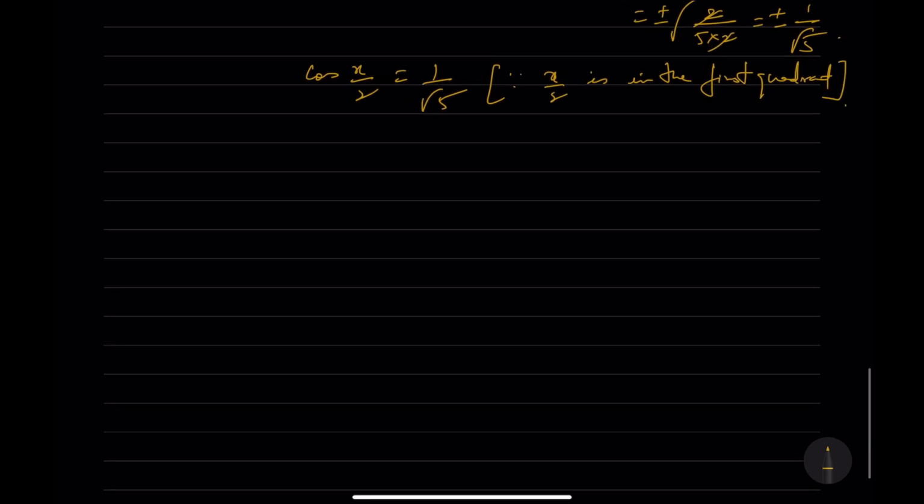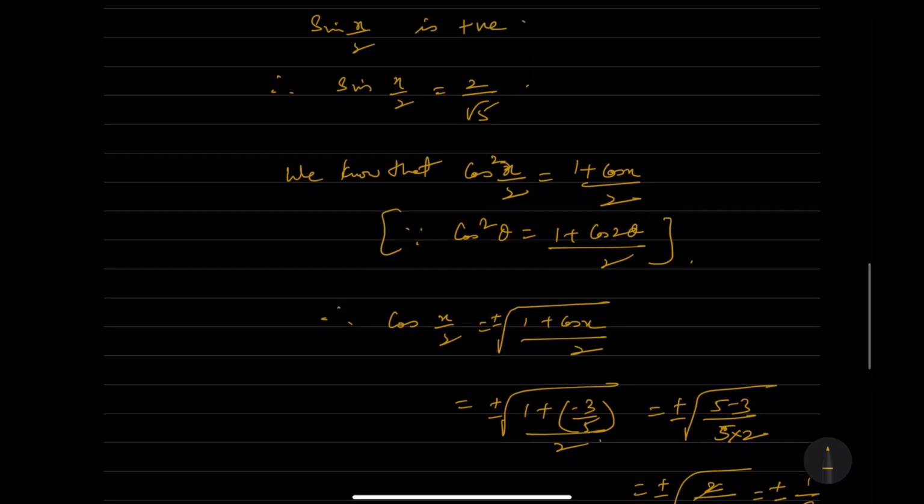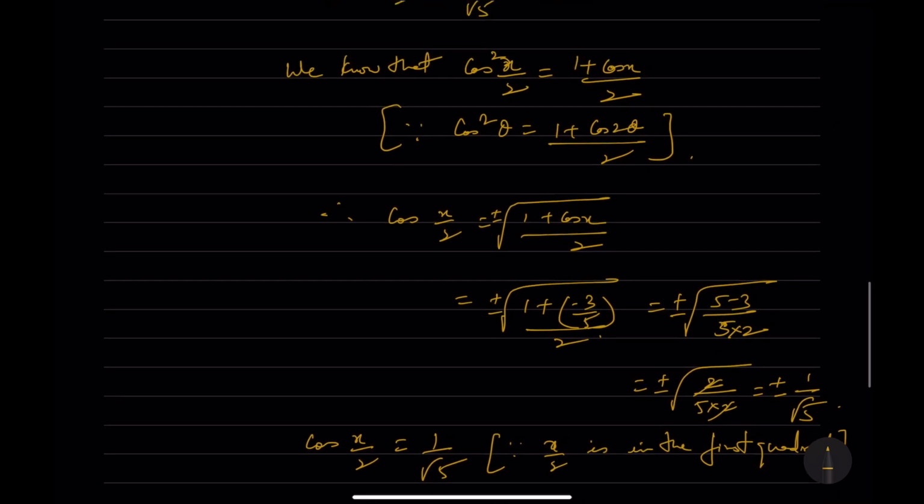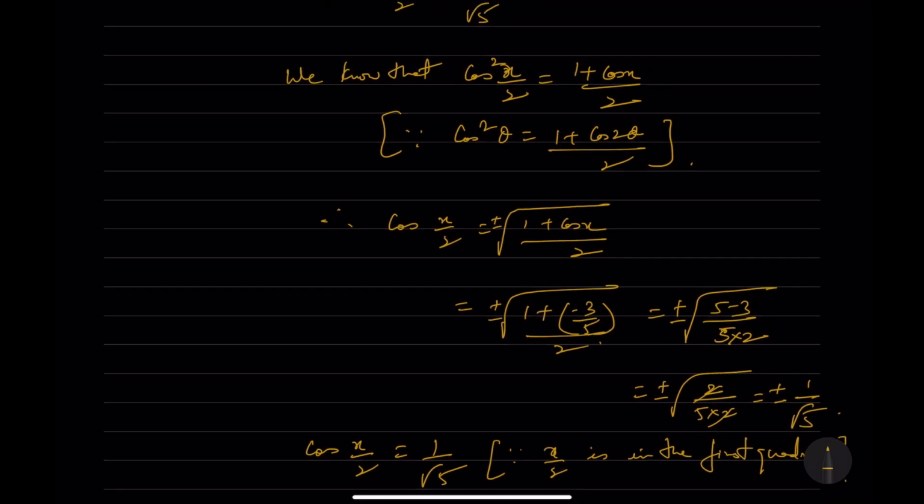Next we have again, what is tan x by 2? We will get it as sin x by 2 by cos x by 2, which is nothing but tan x by 2. So what is sin x by 2? We got it as 2 by root 5. 2 by root 5 by 1 by root 5. So root 5 will get cancelled. The answer is 2.